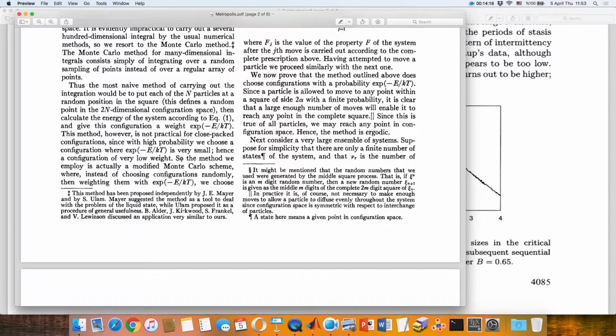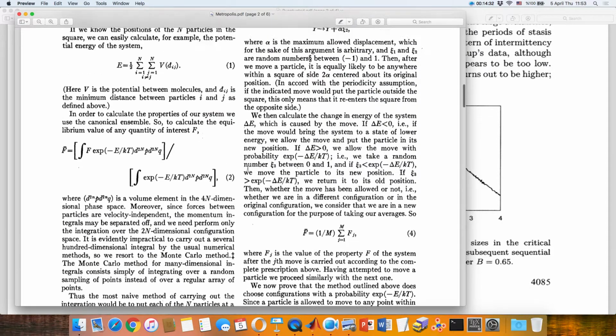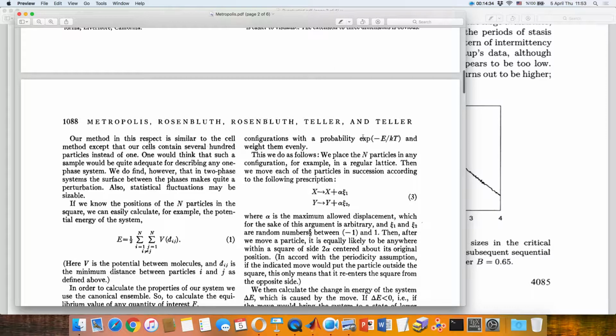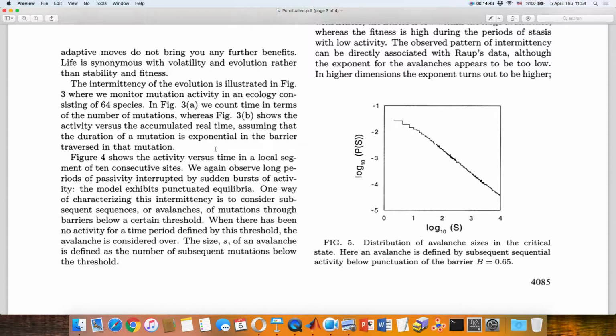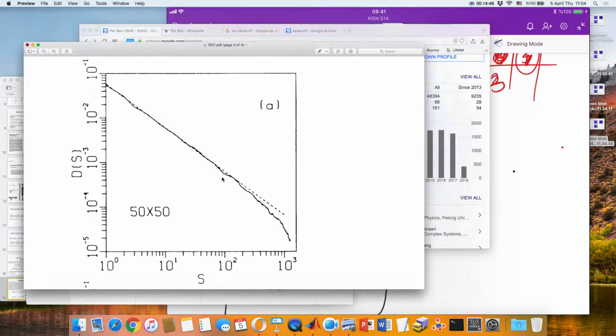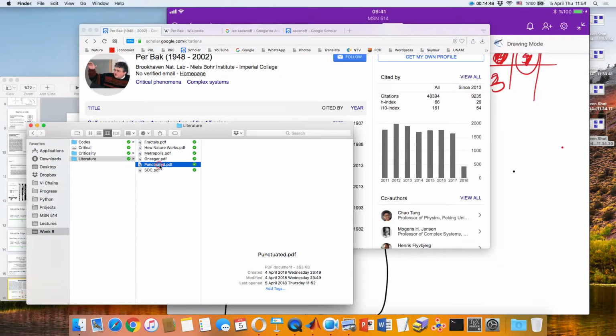Now, for a moment, switch back to the Monte Carlo method. The method we employ is actually a modified Monte Carlo scheme, where instead of choosing configurations randomly, then weighting them with e to the minus E over kBT, we choose configurations with probability e to the minus E over kBT and weight them evenly. That was the brilliant sentence. Now let's find some brilliant sentences in this punctuated equilibrium paper.